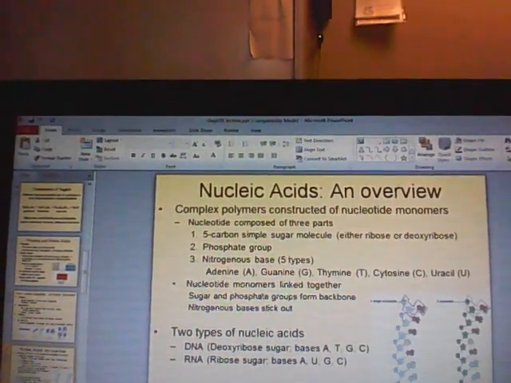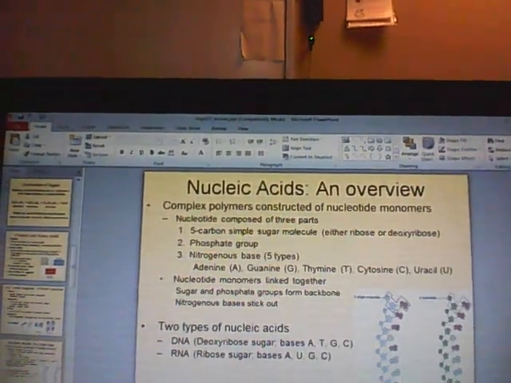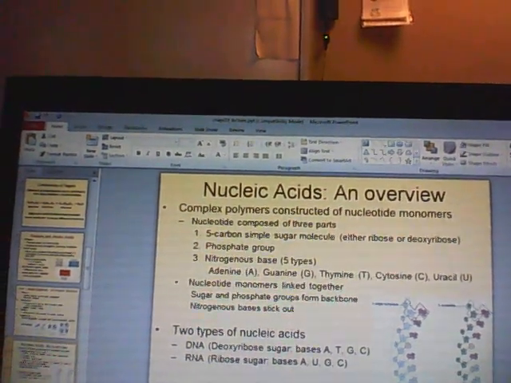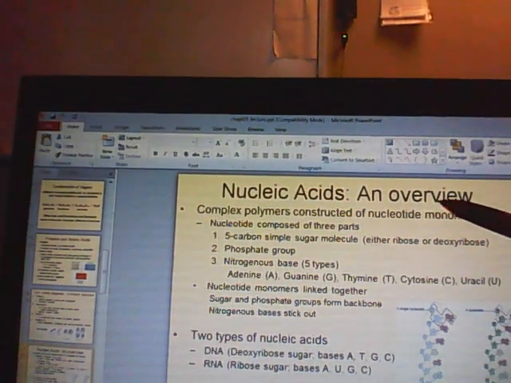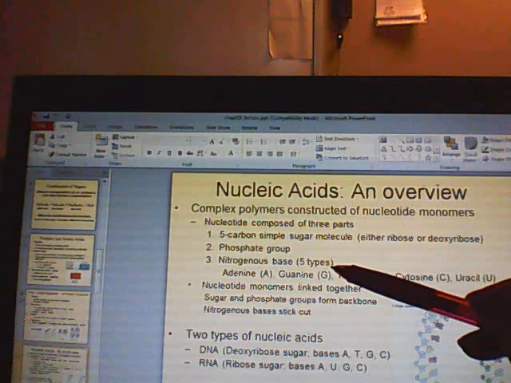Your third macromolecule is nucleic acid, and this is one of the very important ones. So nucleic acid has a monomer known as a nucleotide. So the monomer for nucleic acid is a nucleotide. And you need to know the 3 parts of the nucleotide.